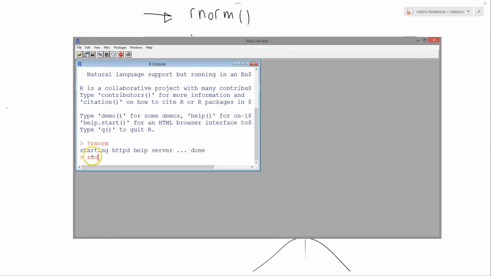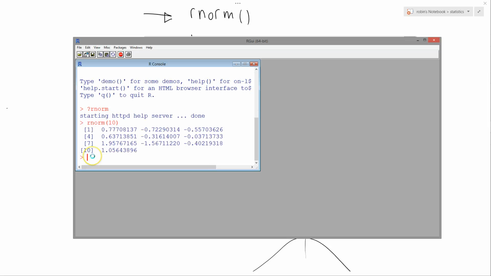Let's go rnorm, and then round brackets 10. So this 10 here tells you how many normal numbers to get, and they're all random numbers from the Gaussian distribution. So this one here means that that's the first one, that's the second, that's the third, that's the fourth one, fifth, sixth, seventh one there, eighth, ninth, and 10th one there. So there they are, random normal numbers.